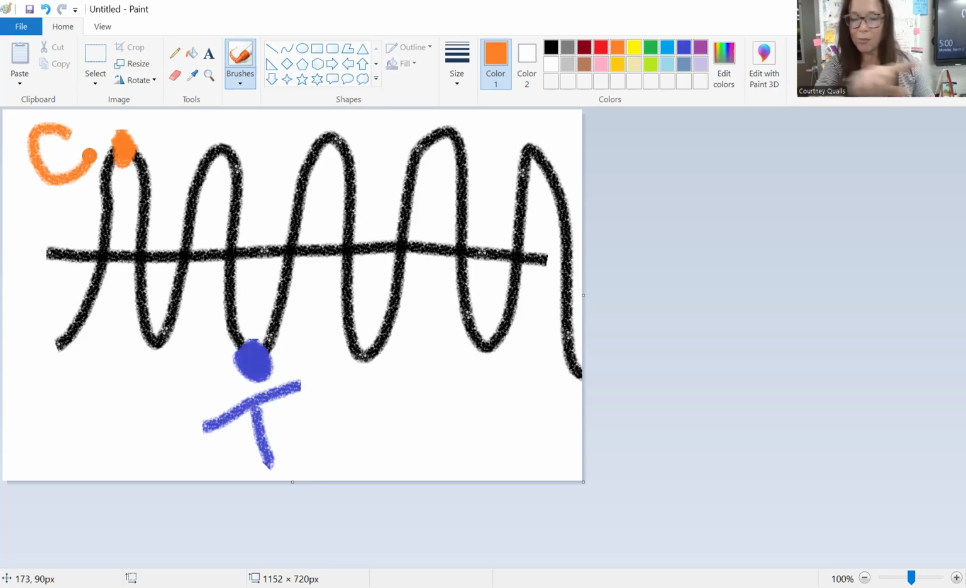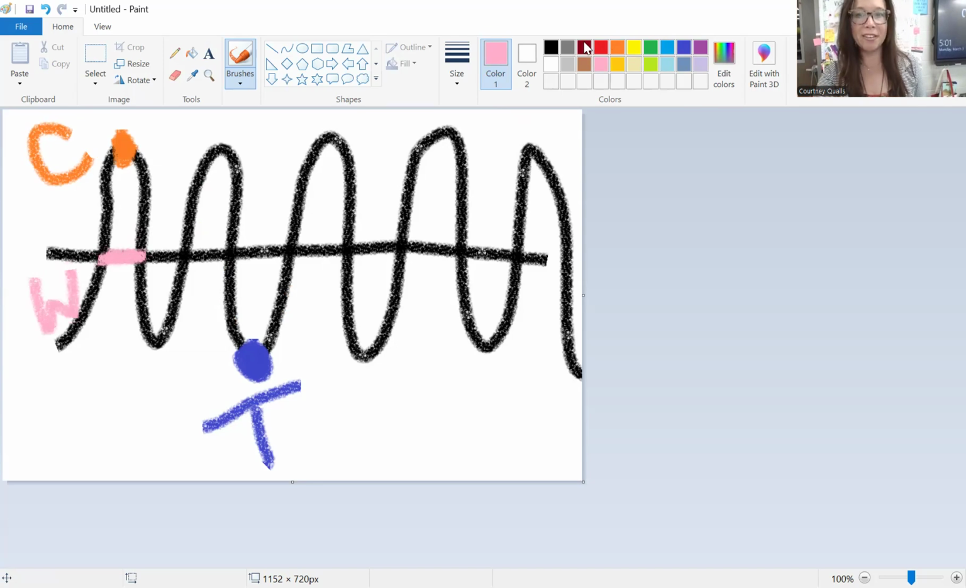My brush is really thick, so I don't want to write across the whole thing. So I'm going to label the crest with a C and the trough with a T. The trough is down low, like a feeding trough. It holds food, definitely could hold food down in there. And the wavelength is the distance of the hump, and I'm going to label that with the W.